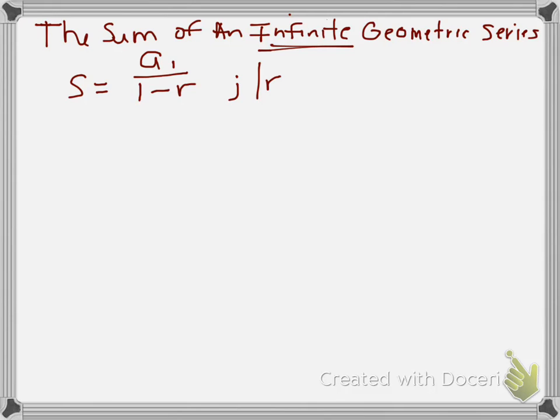Now, there is a specific little rule for this one. This is an infinite one. It's a sub 1 divided by 1 minus r. It's a super easy formula. But we need to make sure that the absolute value of r is less than 1. If it's more than 1, then you can't find the sum. So are we good there?